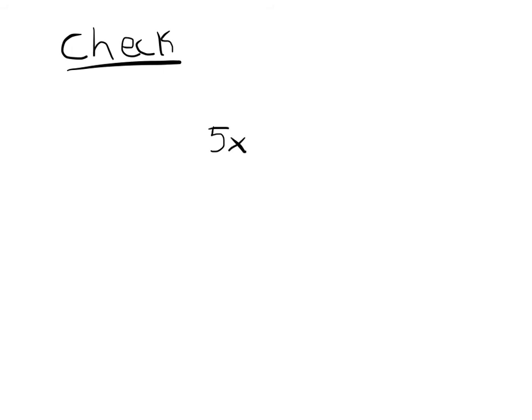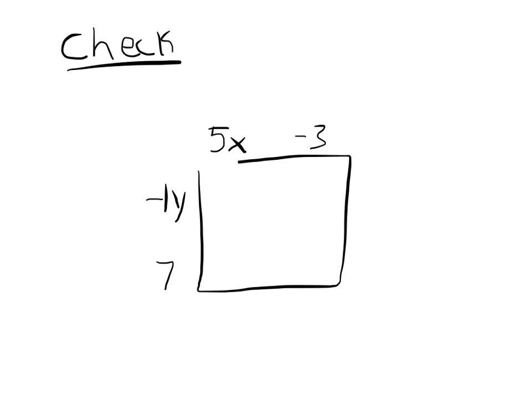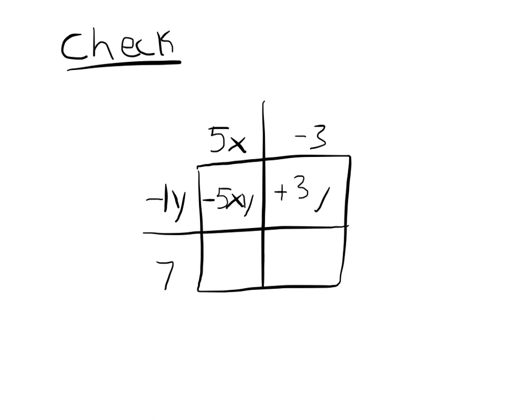is 5x, and then negative 3, and then we had negative 1y, and a positive 7. Trying to make this box a little neater than the last one. A positive 5x times a negative 1y would be negative 5xy. A negative 3 times a negative 1y would be a positive 3y. 5x times 7 would be 35x. Negative 3 times positive 7 would give me negative 21.